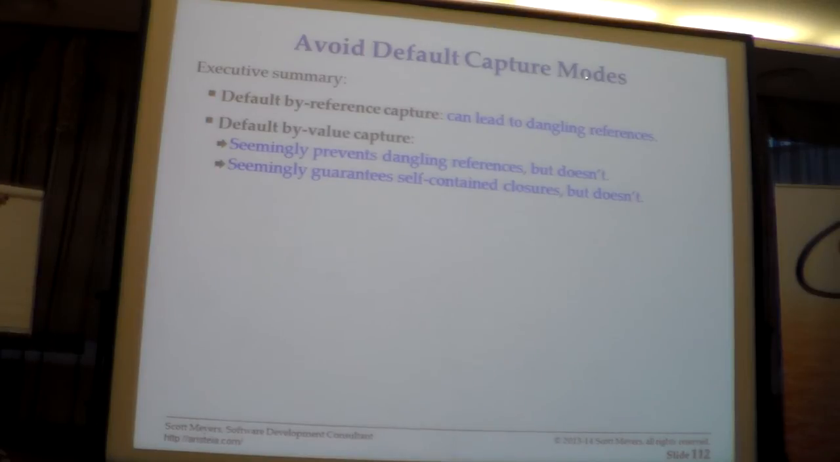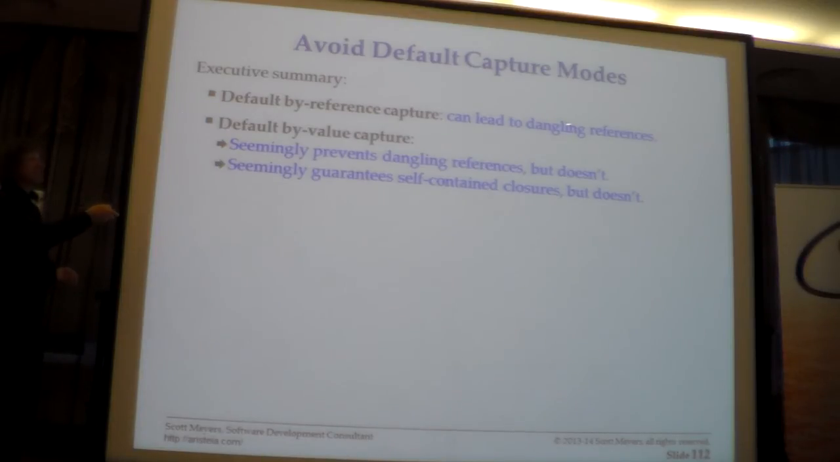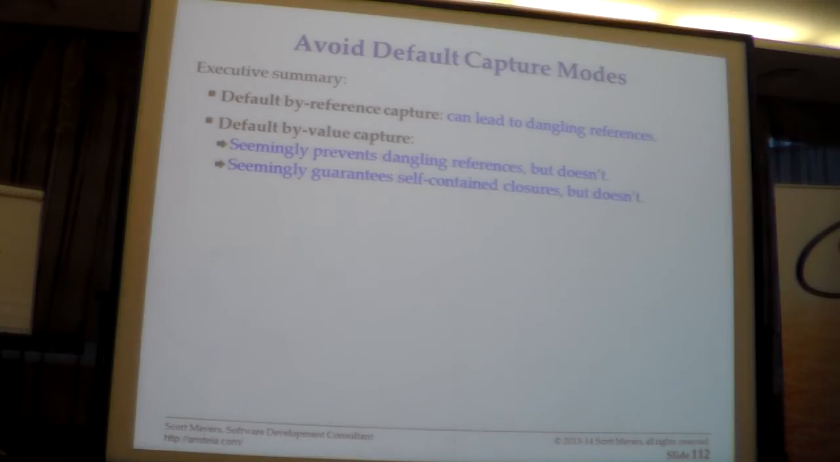So you want to avoid default capture modes, which I feel kind of badly delivering this message because default capture modes are one of the most convenient things about lambdas. They've got nice syntax for it. The problem is that default by-reference capture can lead to dangling references, which should seem fairly obvious. Default by-value capture is a little more insidious. It seems like it should prevent dangling references, but it doesn't. And it seems like it should guarantee that your closures will be completely self-contained, so you don't have to worry about lifetime issues, but it doesn't. So they seem to offer things that they don't.